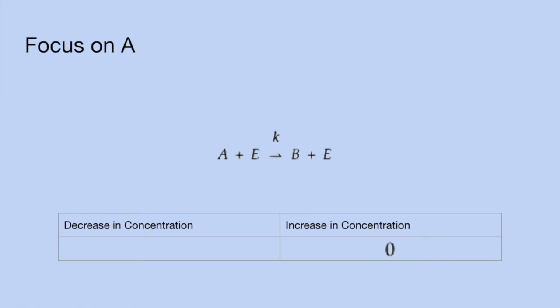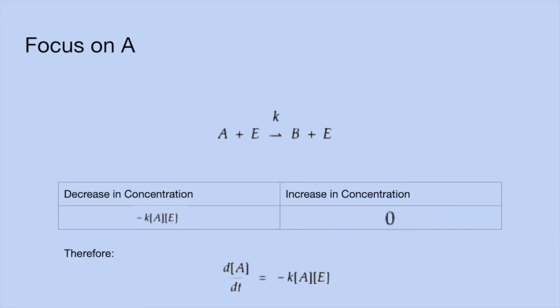We can see that there is no way for the concentration of A to increase over time because there is no reverse reaction. Thus, the only way that the concentration of A will be able to change is to decrease. We can thus determine that the rate of change in concentration for A will be negative K times the concentration of A times the concentration of E. Again, this is taking the initial concentrations of the two reactants, the concentration of A and concentration of E, and then multiplying it by the K reaction rate.